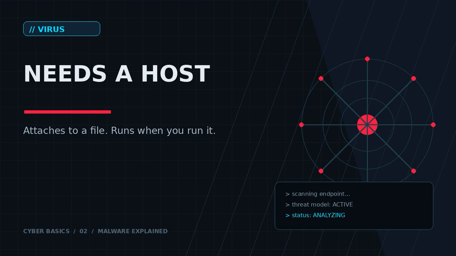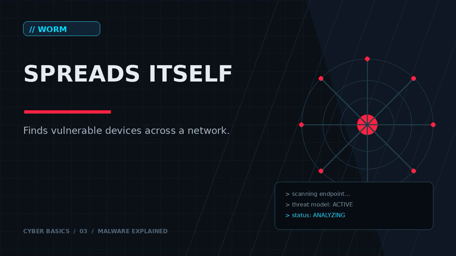A worm is more independent. Instead of hitching a ride on a file, it hunts for another vulnerable device across a network and sends itself there automatically. No click required. Imagine a leak in one apartment that finds every open pipe in the building. One unpatched machine can become hundreds in minutes. That speed is why worms can be so destructive. They consume network capacity, install extra payloads, and turn a small weakness into an organization-wide incident.